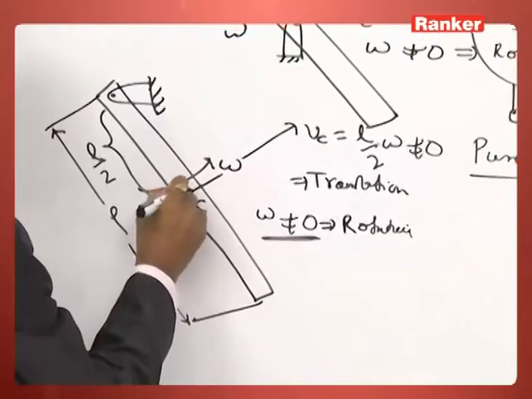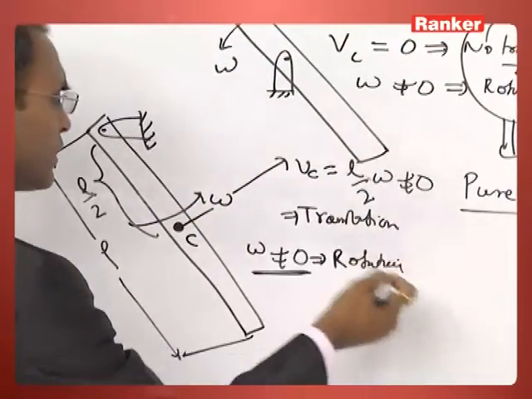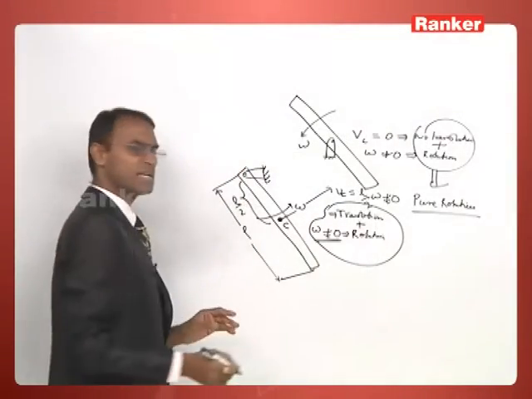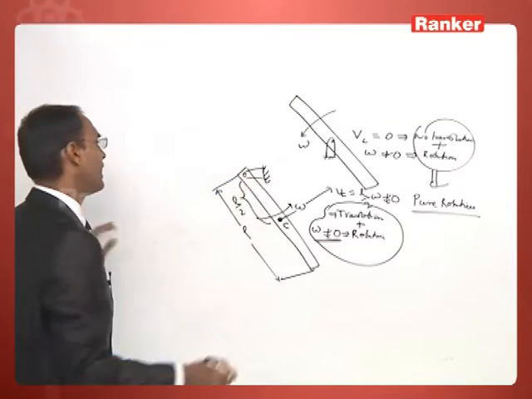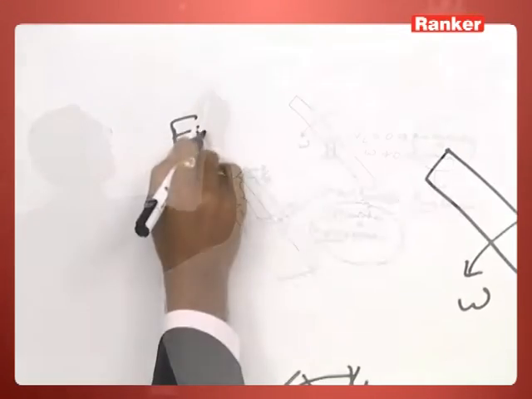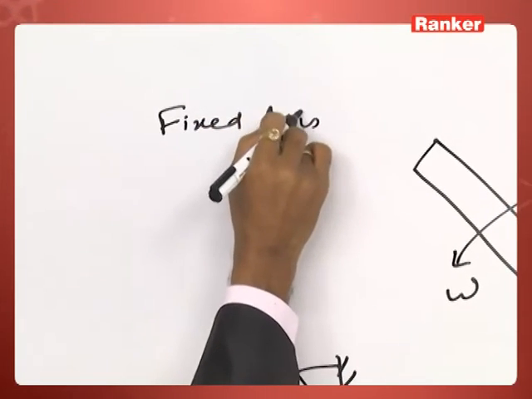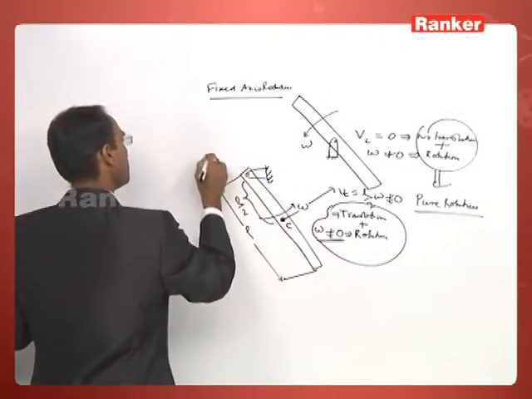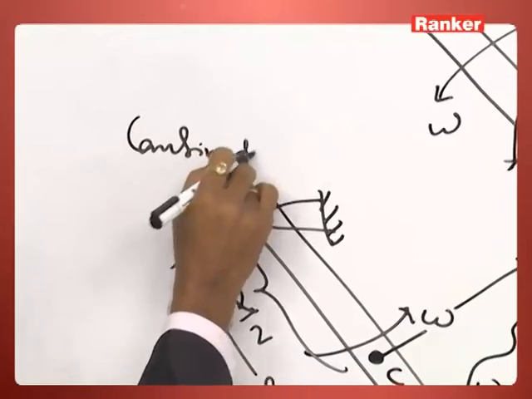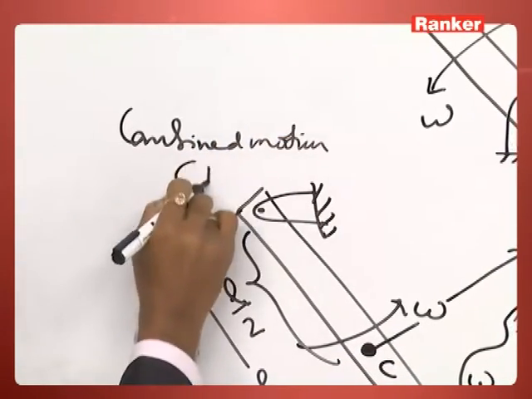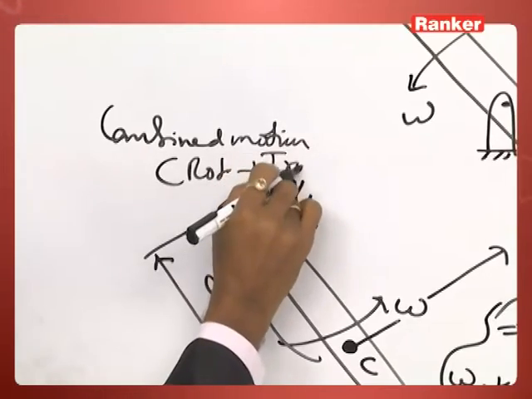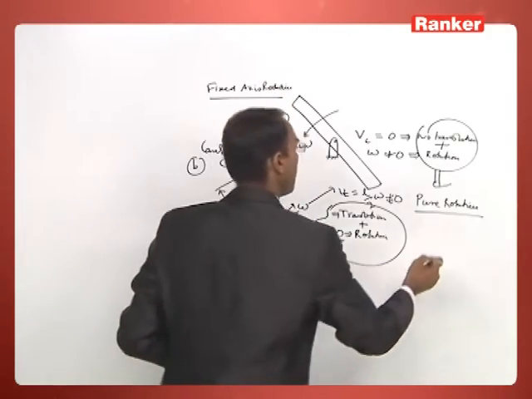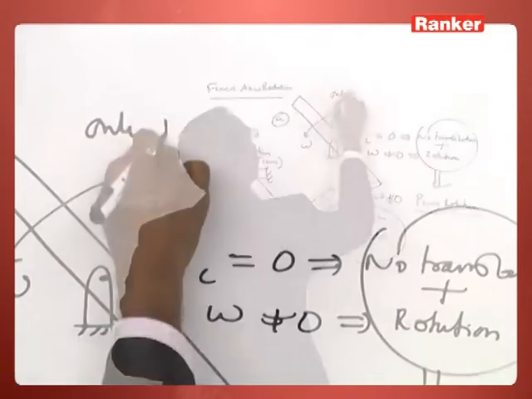Since the velocity of its center of mass is not equal to 0, this is translating. So the rod is undergoing both translation and rotation, even though this axis is fixed, even though this is fixed axis rotation. Both are examples of fixed axis rotation, but here is a combined motion, rotation plus translation.